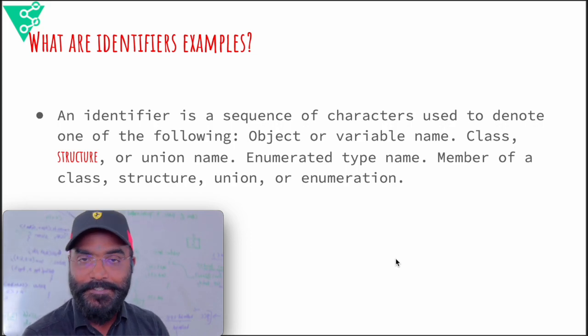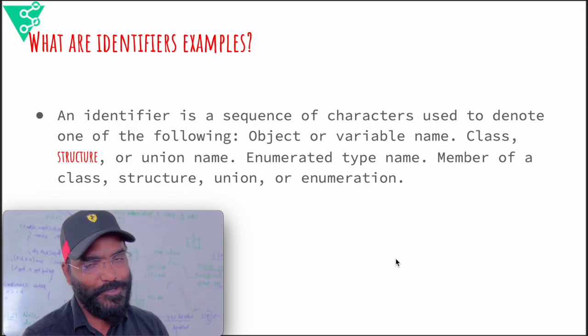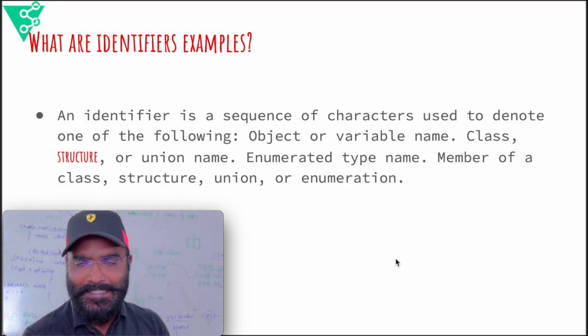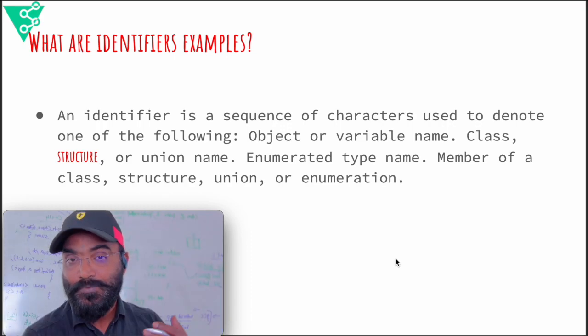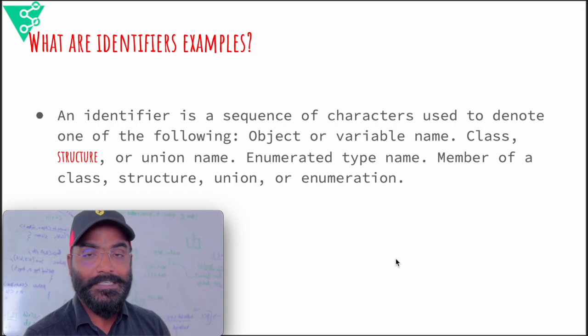For a particular definition, if you are looking for an interview answer, an identifier is a sequence of characters used to denote one of the following: object or variable name, class, structure, union or enumeration. All types of data types, basic or derived. When you give a name to it, that is when you bind a name to the data type, that becomes your identifier.